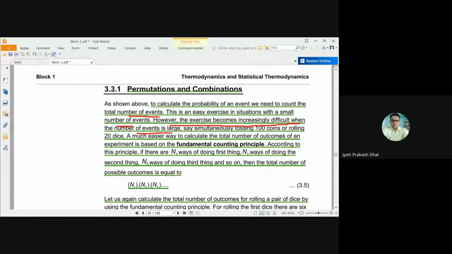In order to calculate the total number of outcomes, we have to consider the fundamental counting principle. According to the fundamental counting principle, if there are n1 ways of doing the first thing, n2 ways of doing the second thing, and n3 ways of doing the third thing, and so on, then the total number of possible outcomes will be equal to n1 times n2 times n3 and so on.